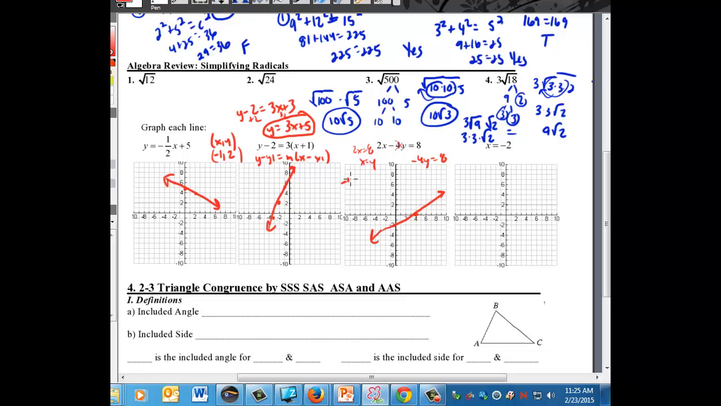Again, you could always solve for y. You could subtract 2x on each side, and then divide everything by negative 4, and you could have that same graph. x equals negative 2, then across the x-axis at negative 2, we graph it.